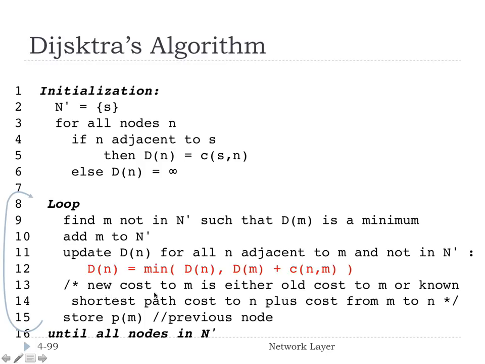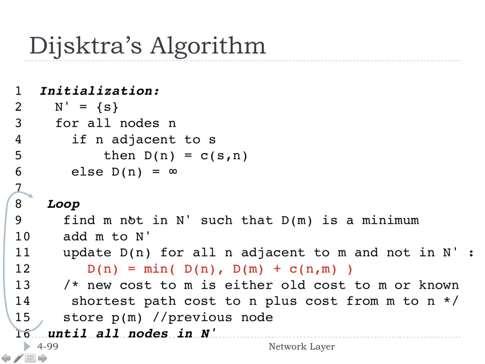This is just a comment you see. The new cost to m is either the old cost to m or the known shortest path cost to n plus the cost from m to n. We're going to store the previous node, that's p of m, the node before m that we go through to get to this path. So at this point we will have found a better path to n. At the end of this loop, we're going to come back and do this again.